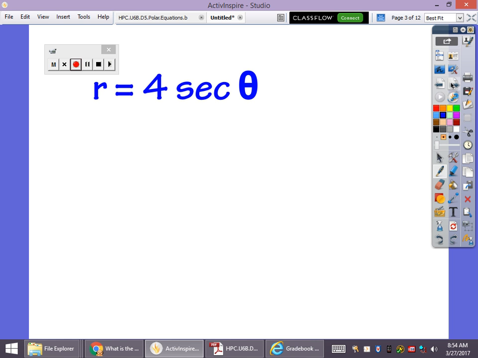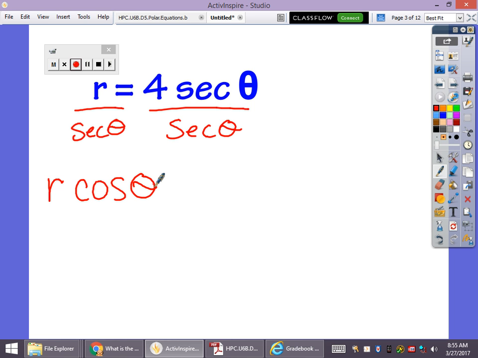Okay, well, just right now, let's not convert it. How would I get rid of it? How do I get rid of secant on this side? You divide. Excellent. Secant theta divided by secant theta, right? So when I'm dividing by it, I'm really going to multiply by its reciprocal. The reciprocal of secant is cosine. So this becomes r cosine theta, right? Because instead of dividing by it, I'm going to multiply by its reciprocal operation, yes? Okay, equals 4.